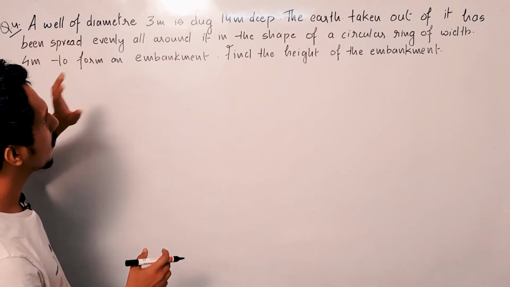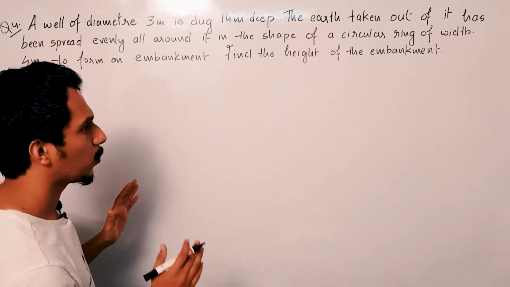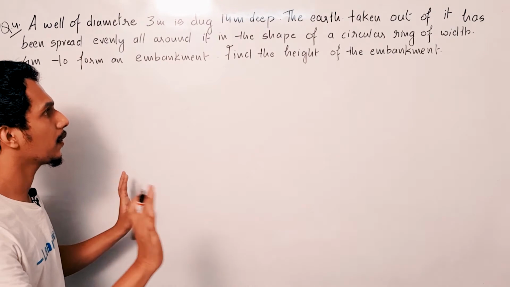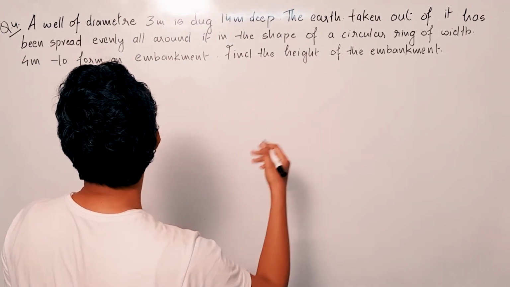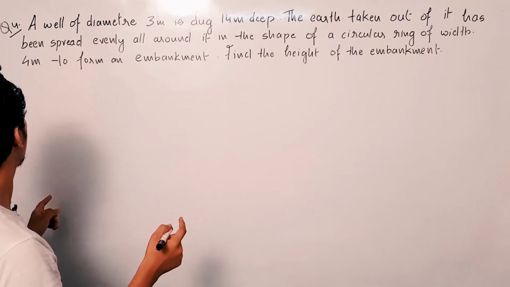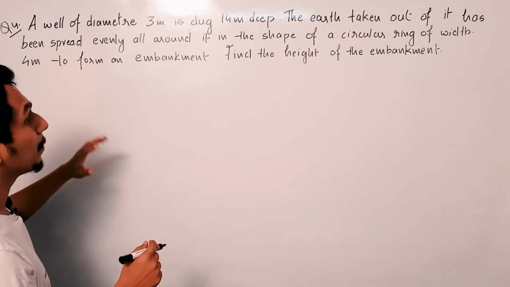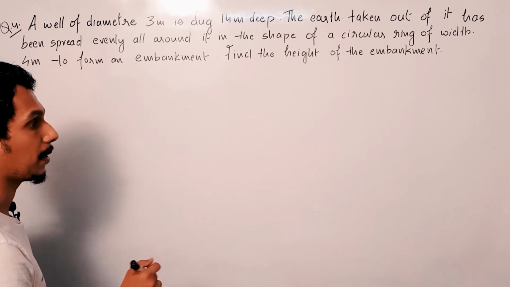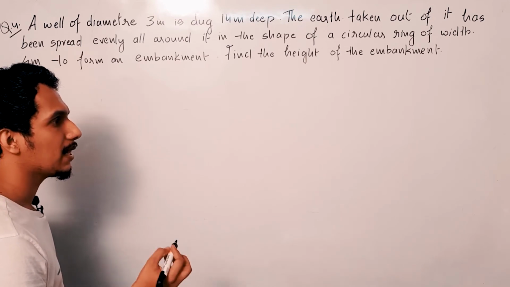A well of diameter 3 meter is dug 14 meter deep. So what is the shape of a well? It is in the shape of a cylinder. Okay, that's confirmed. The earth taken out of it has been spread evenly all around it in the shape of a circular ring of width 4 meter to form an embankment. Find the height of the embankment. That's the question. So do you get the idea of an embankment?